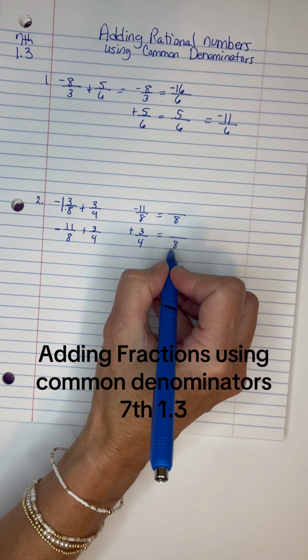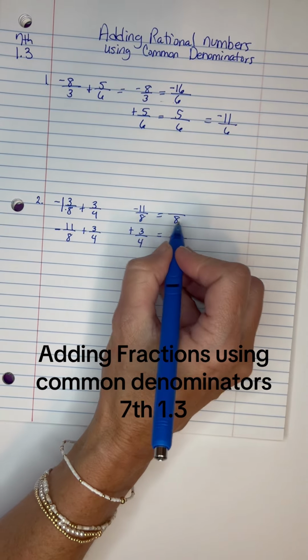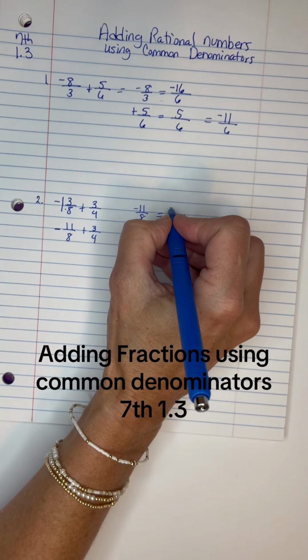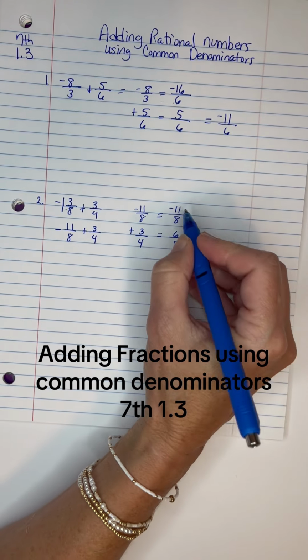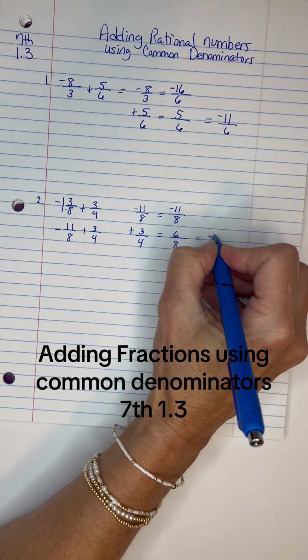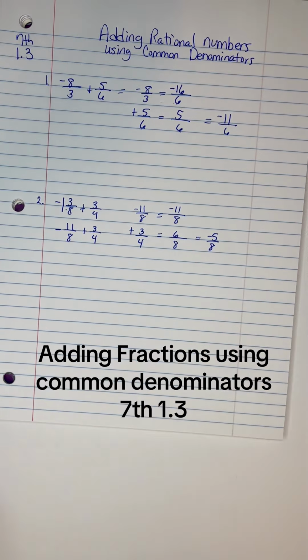4 goes into 8 2 times, 2 times 3 is 6. 8 goes into 8 one time, negative 11 is negative 11. So I will subtract because the signs are different. I'm going to get a negative 5 over 8.